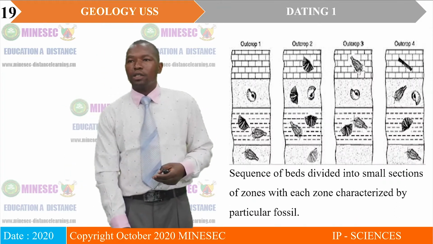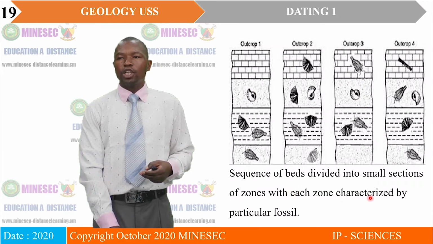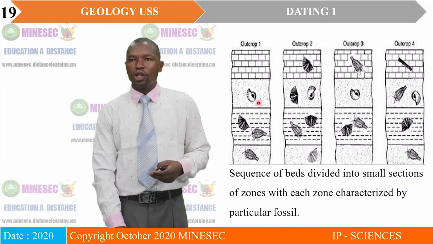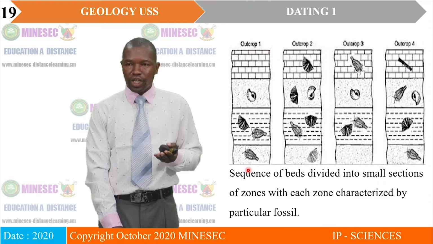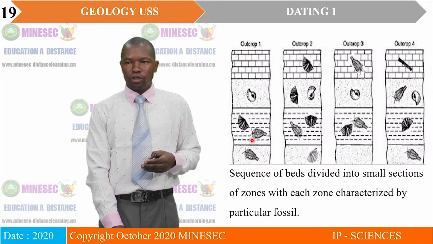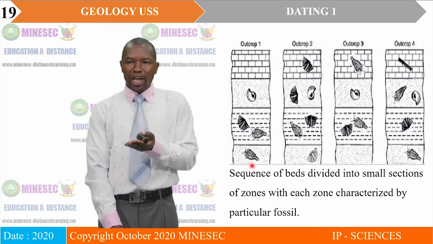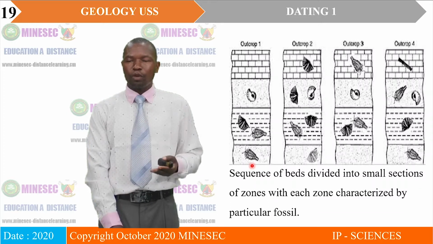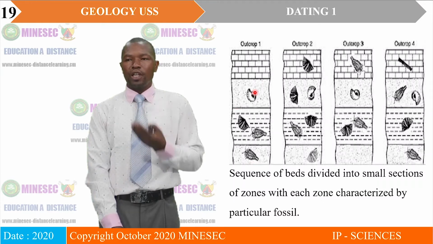Now look at our geologic formation again, the sequence of beds divided into small sections or zones, with each zone characterized by a particular fossil. Look at outcrop 1. The layering is there, and then you have the different fossils. This means that if the bed at the base was laid down first, and we have fossils there, then that fossil should automatically be older than the one that was laid down in the third layer.